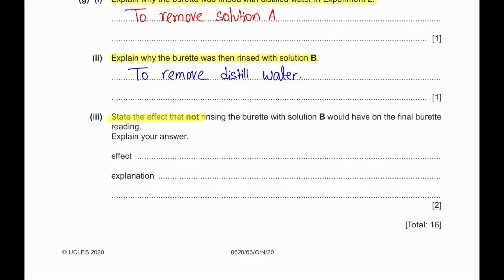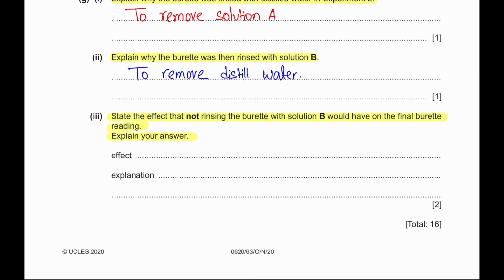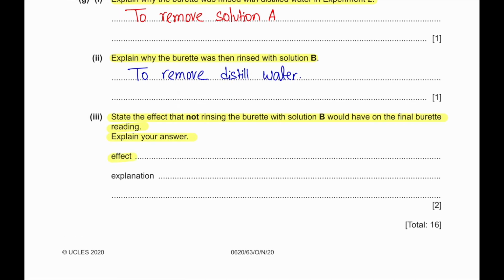State the effect that not rinsing the burette with solution B would have on the final burette reading. Explain your answer. Effect. So basically, if we did not wash the burette with solution B, then there would be some remaining distilled water. And that remaining distilled water would dilute the solution B. So as a result, a larger volume of solution B would be required, because the water makes the solution B diluted.